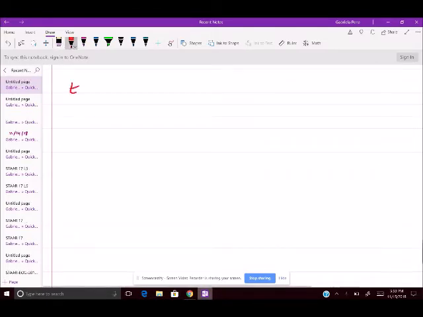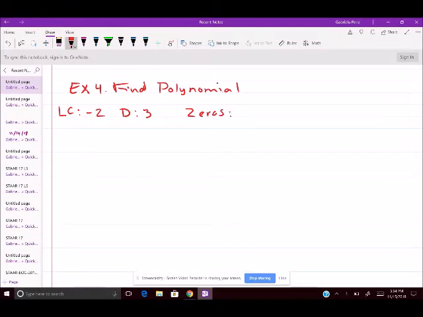For example number 4, you have to find the polynomial. So here they're going to give you some information. They will give you that your leading coefficient is -2. They would give you that your degree is 3. And they're going to tell you that your zeros are -5 and 4 plus 3i.